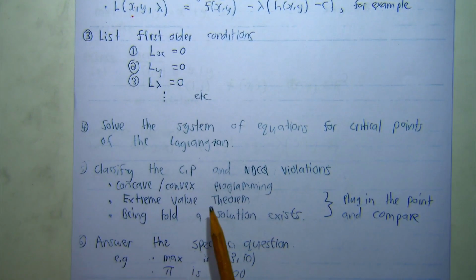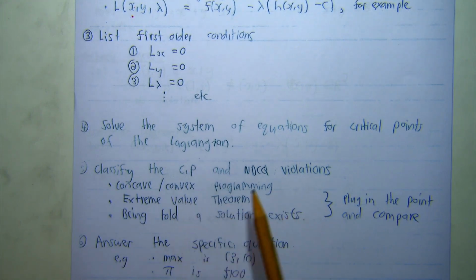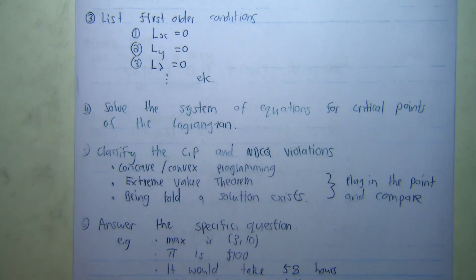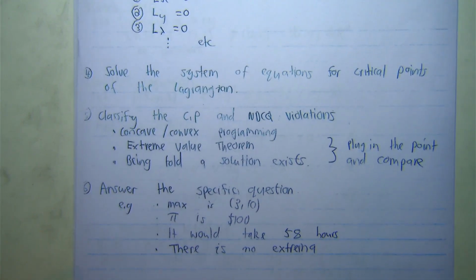5, we classify the critical points and NDCQ violations by using concave or convex programming, the extreme value theorem, or just being told in the context of the question that a solution exists. And then finally, 6, you answer the specific question based on what you've found above. So you interpret your answer, and in some exams or assignments, they ask for some specific thing that you want to make sure you're being intentional about answering at the end of your question.